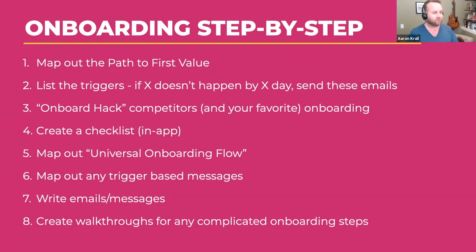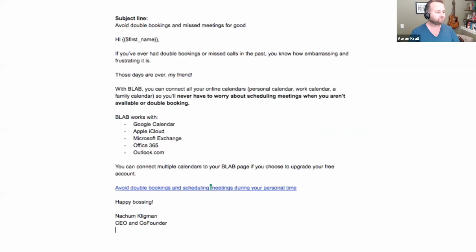Map out your universal onboarding flow, map out the triggers, write the emails, and then create any walkthroughs for complicated onboarding steps. Things that are really hard to do, create a walkthrough, and then give them the option of going through it. Like when you click on this link here, avoid double bookings, you can have it go to a walkthrough that says, hey, welcome. Let's help you set up your calendar. And that just walks you through step by step. Click here to do this. Add your calendar here. Click here to do that. And then when you finish the walkthrough, it's done. And then it says, congratulations, you've connected your calendar.